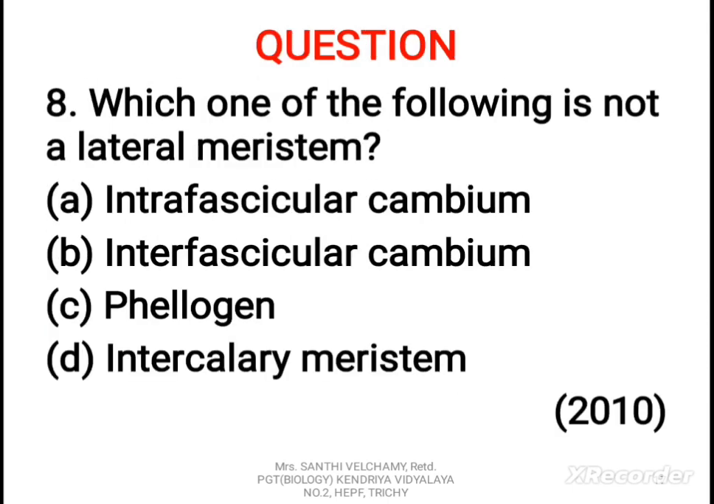Now the eighth question. Which one of the following is not a lateral meristem? A. Intrafascicular cambium, B. Interfascicular cambium, C. Phloem, D. Intercalary meristem. Now the correct answer is D, intercalary meristem. Here the lateral meristem is present in the lateral sides. So that's why intercalary meristem is the correct answer.